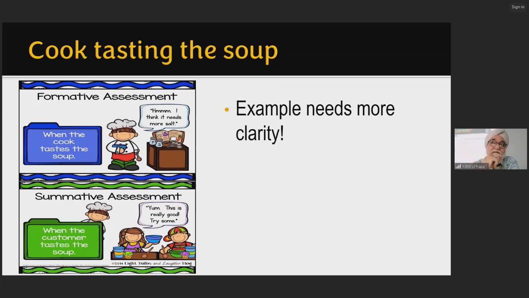Is this formative or not? No, it is not. So the cook tasting the soup alone is not formative. What becomes formative? The cook tasting the soup and taking corrective action. That is what is important.